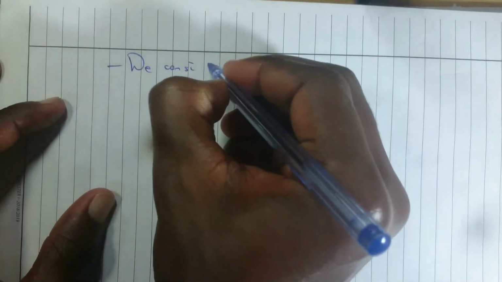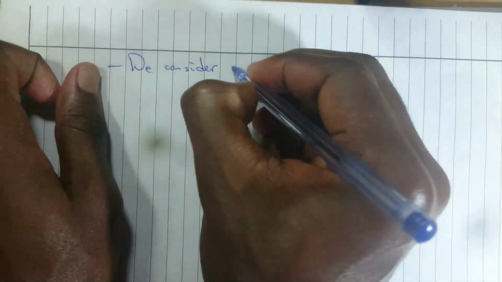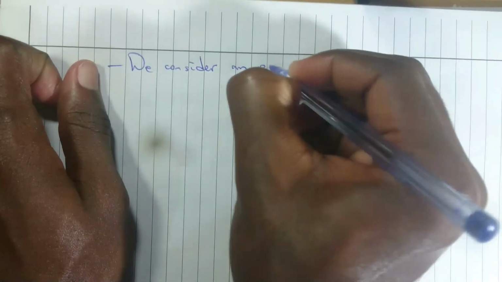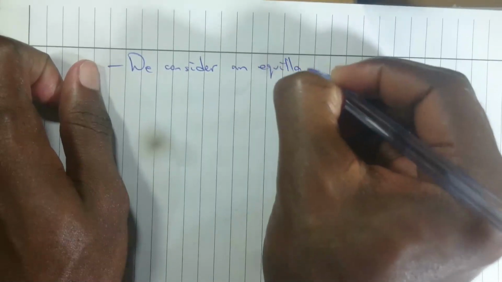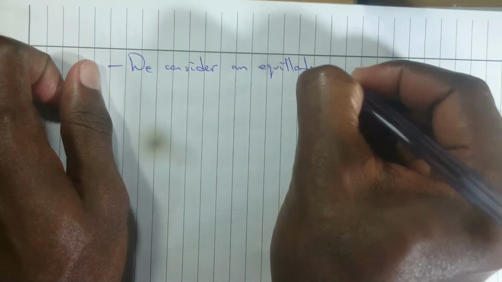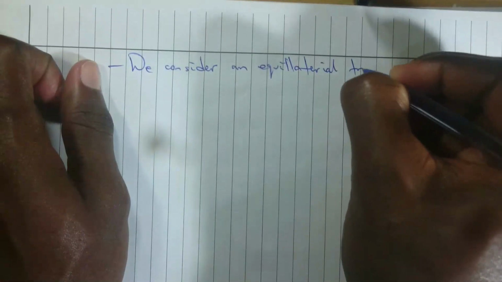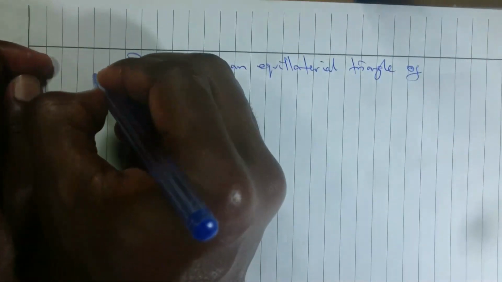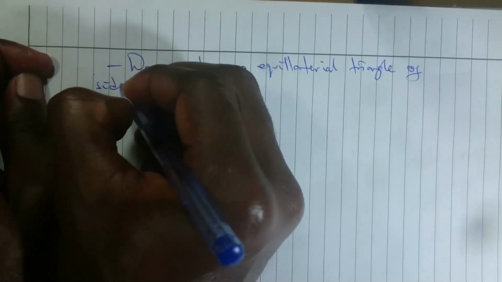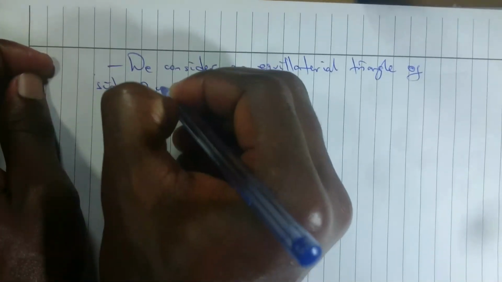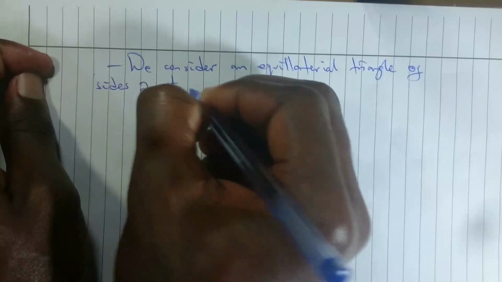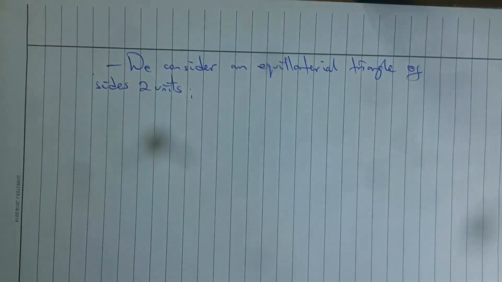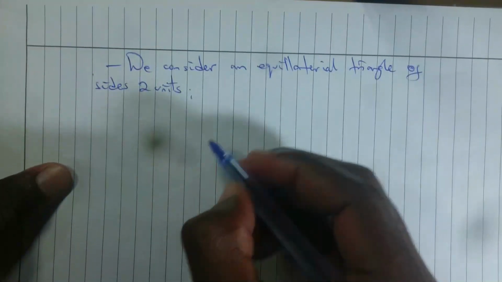Now for this case, we consider an equilateral triangle of sides 2 units. Now we are considering an equilateral triangle of sides 2 units.